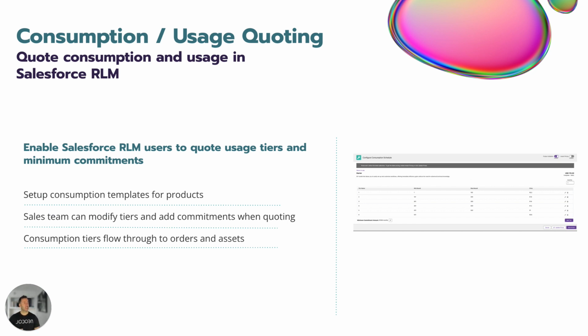So the accelerator that we have for consumption and usage quoting for Salesforce Revenue Lifecycle Management does a few things. It enables our users, so sales users, either through partner experiences or direct sales users, to go in and configure usage tiers and minimum commitments when quoting. This is something that's not available today out of the box in Salesforce Revenue Lifecycle Management.